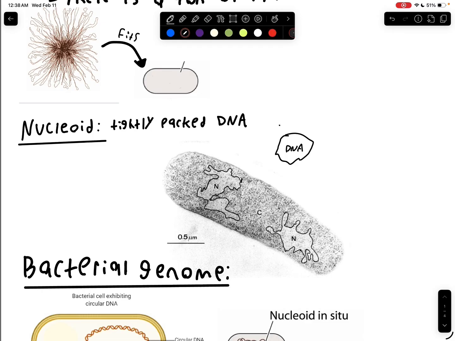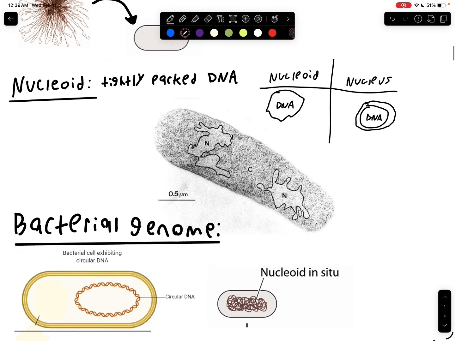So let me show you here. This is a nucleoid and this is a nucleus. You have DNA and you have a membrane all the way around, whereas over here with the nucleoid, there's no membrane. So just make sure you have that down.